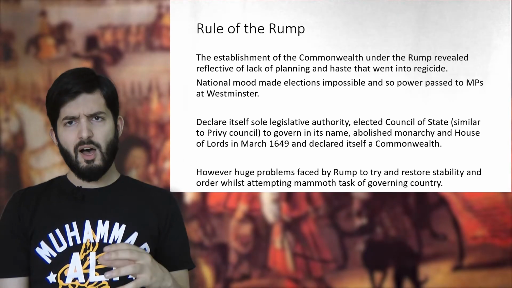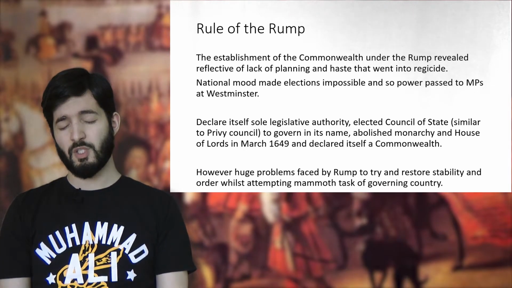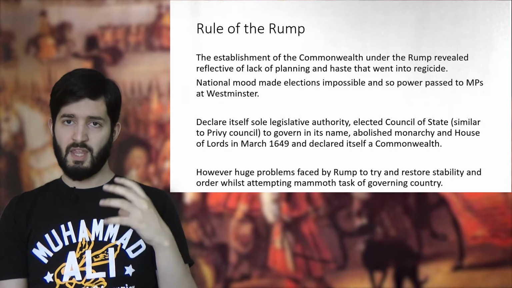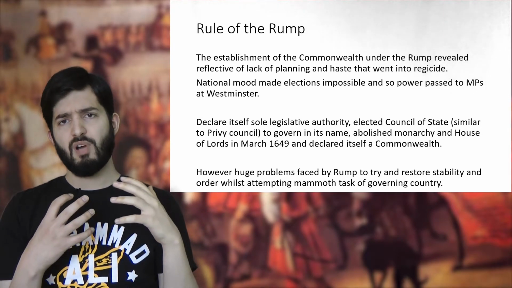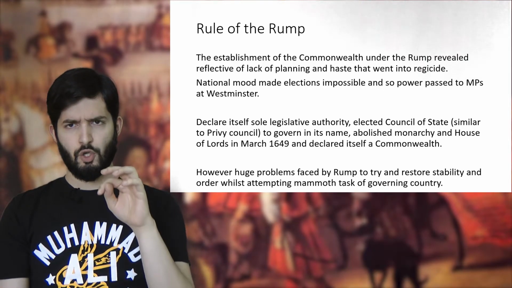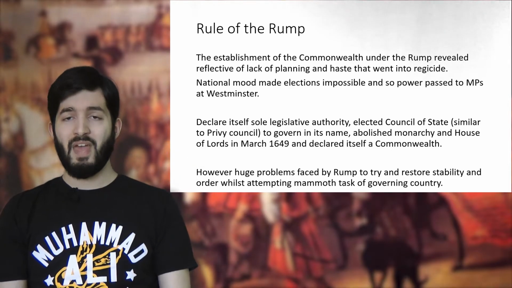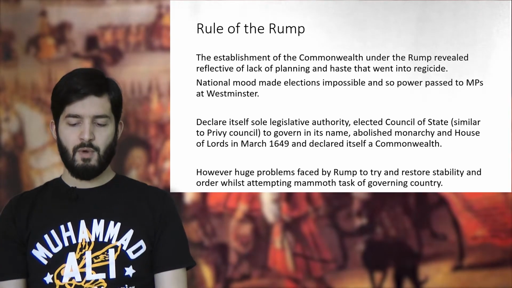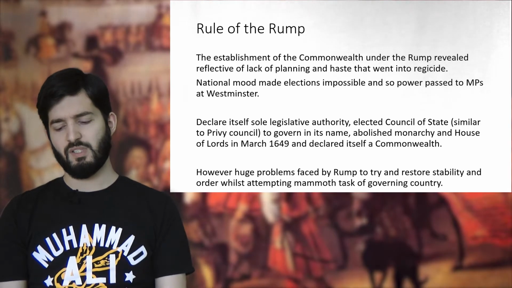This parliament was declared the rump parliament by Charles; he refers to them as a rump, and refuses to accept their authority when he's being tried by them. They declare themselves the sole legislative authority in the land. They elect a council of state to govern in their name, similar to the privy councils which kings would normally govern with, this inner council. They'd elect a group of 3 or 4 individuals to do the more important functions and roles. They abolished the monarchy formally, as I've already mentioned. They also abolished the House of Lords in March 1649, and then declared themselves a Commonwealth. So the shape of the new government starts to take shape.